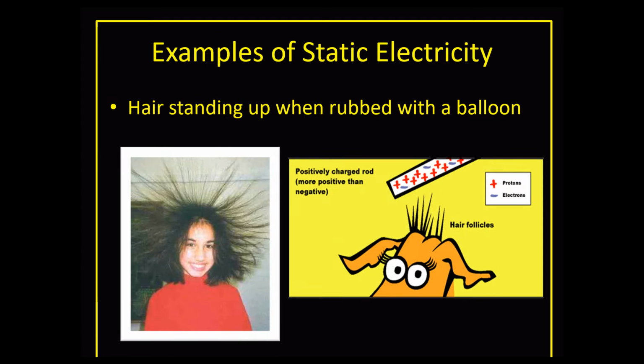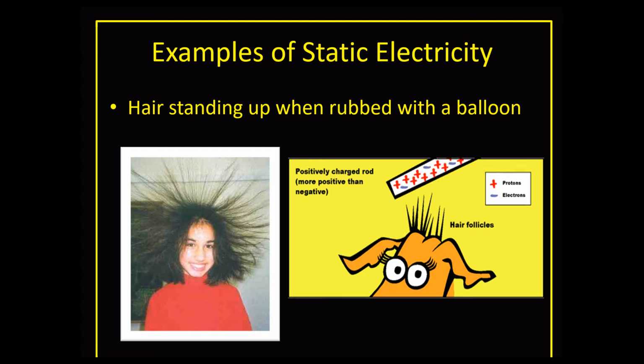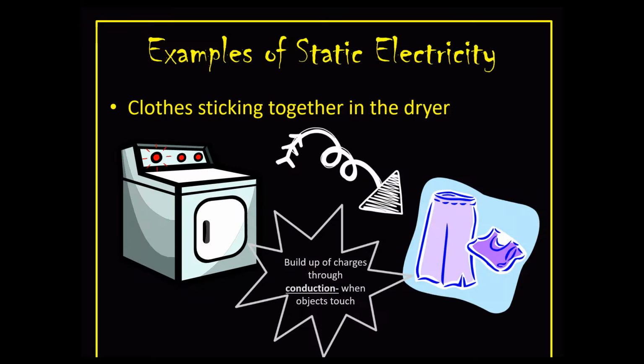Another example, if your hair has ever stood up when you rubbed it with a balloon, or even I know in the winter sometimes when I brush my hair really fast, my hair will actually follow my hairbrush. That's the same thing. Static electricity, you have a transfer of charges. One object has a net charge, and then through the law of attraction, those net charges are trying to find their opposing charge.